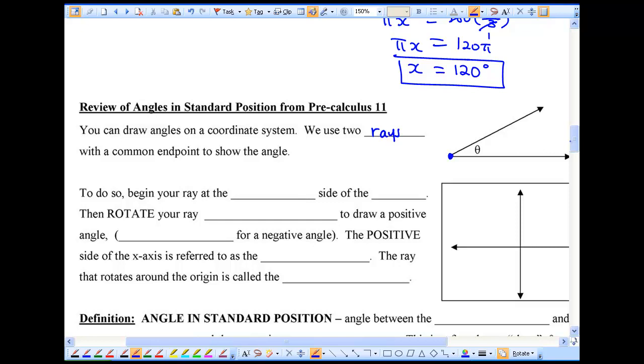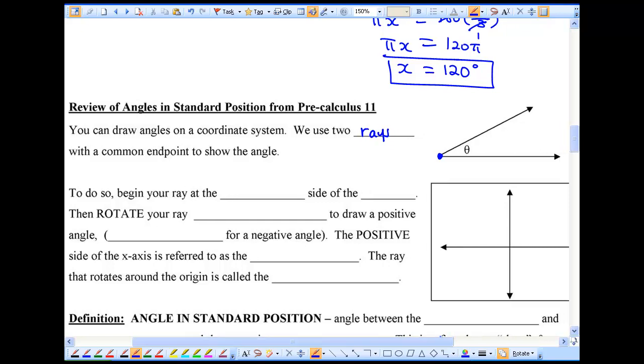Now to do so, I'm going to ask you to please begin your ray at the positive side of the x-axis. So we always begin here. That's where your first ray is. Then rotate your ray counterclockwise. So that's once again counterclockwise, going upwards like this, to draw a positive angle. And of course, if I want to do a negative angle, you just go the opposite way. That would be clockwise.